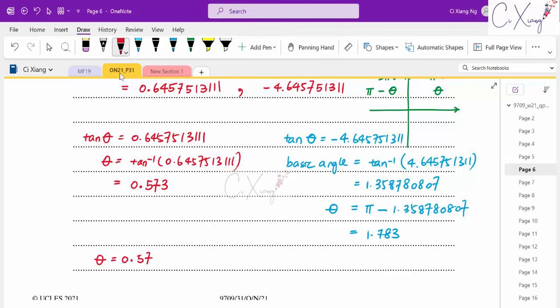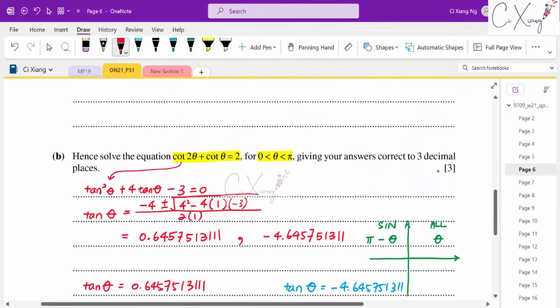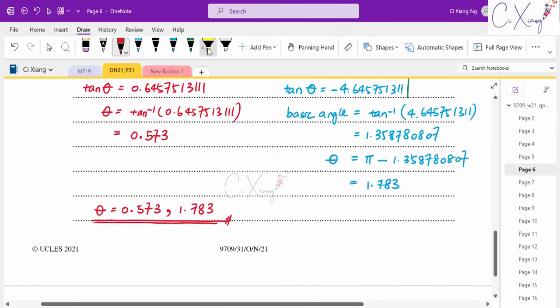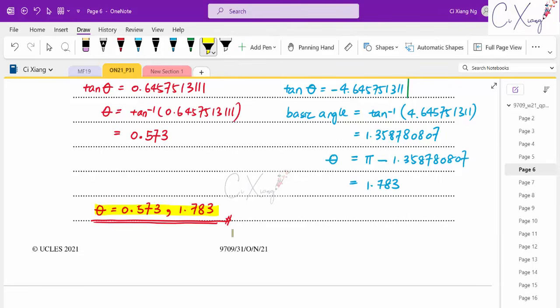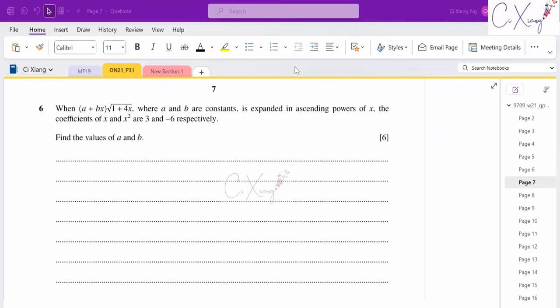So my answer will be 0.573. Another one will be 1.783. Okay, so just double check again the request of the answer in the question. So what they want us to express our answer. They want us to express it in 3 decimal places, right? So you can see very clearly that this is actually in 3 decimal places. Okay? Yeah, so this is how we solve this question number 4.